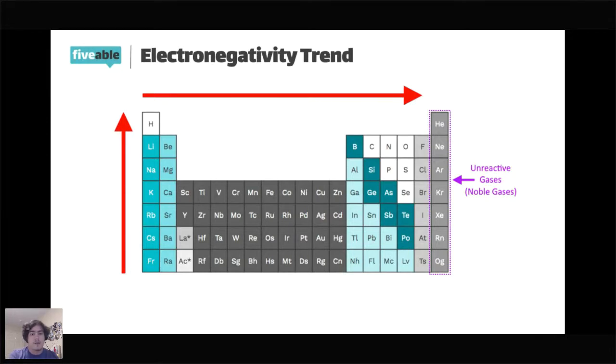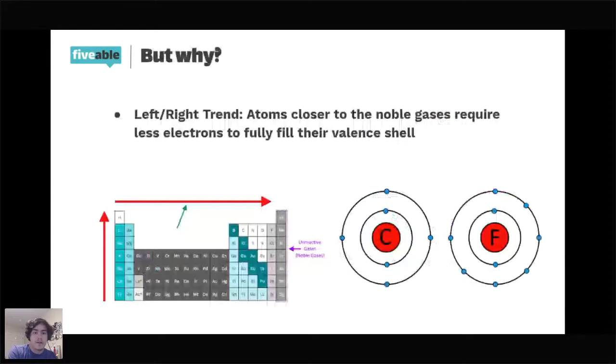And the reason why is because atoms closer to the noble gases require fewer electrons to fully fill their valence shell. So, for example, with fluorine and the elements below it, every atom is trying to get an octet. It's in its most stable state when it has 8 electrons in its outer shell.